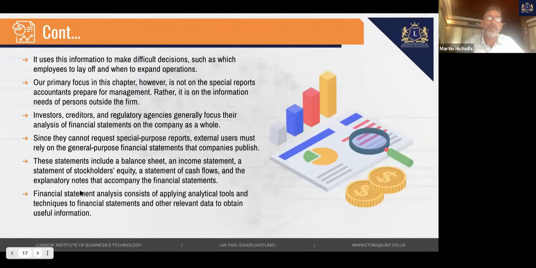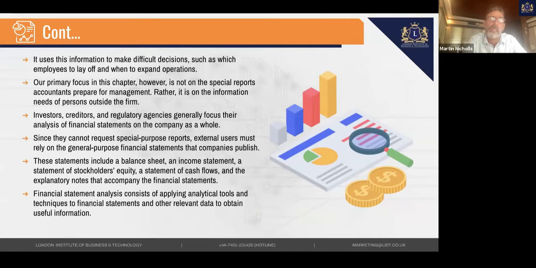But why do we want this? Well, quite often we need this information for all sorts of purposes, of course, but it's often when we need to make difficult decisions. For example, when do we expand operations? How do we expand operations? In other circumstances, which are the employees that we should be laying off? So it really is about the reality of the organization. It's a window into the organization.